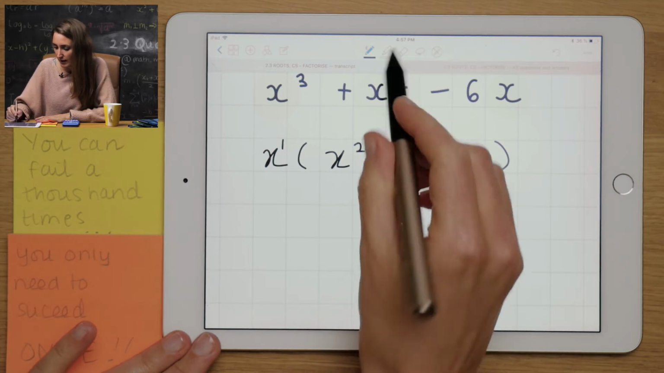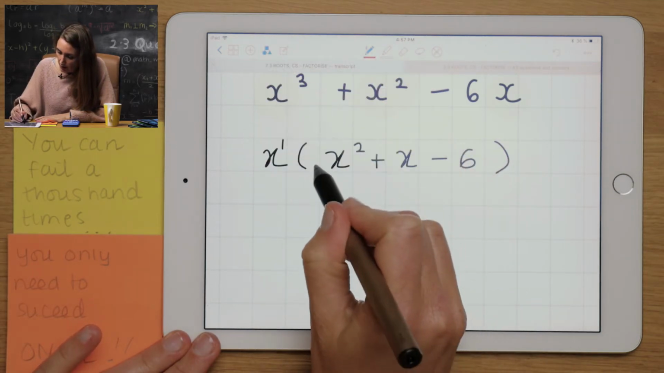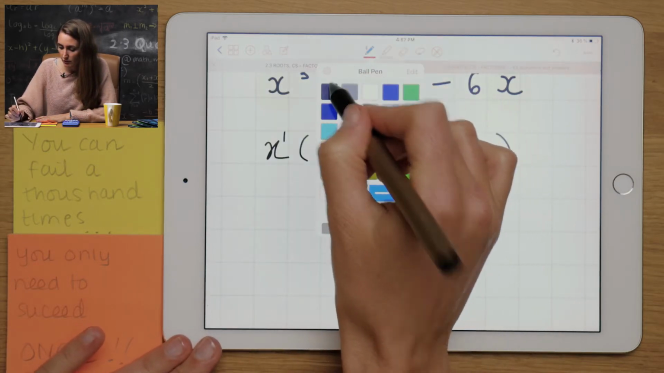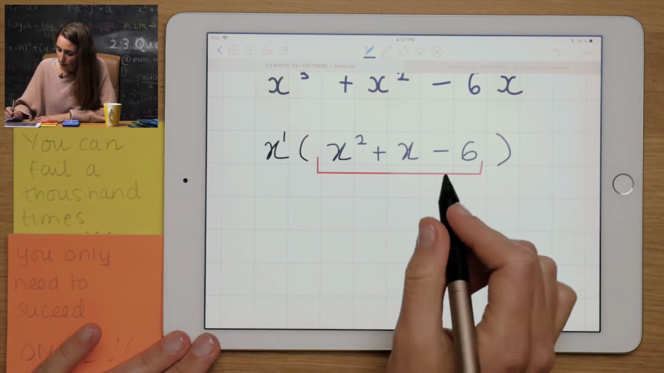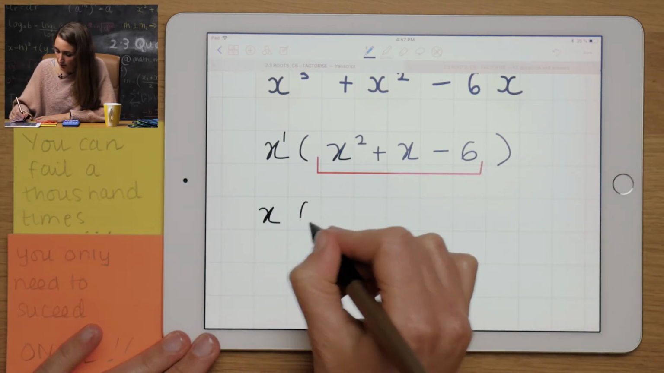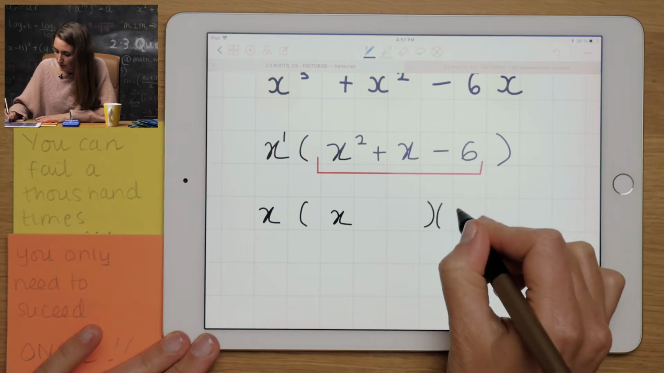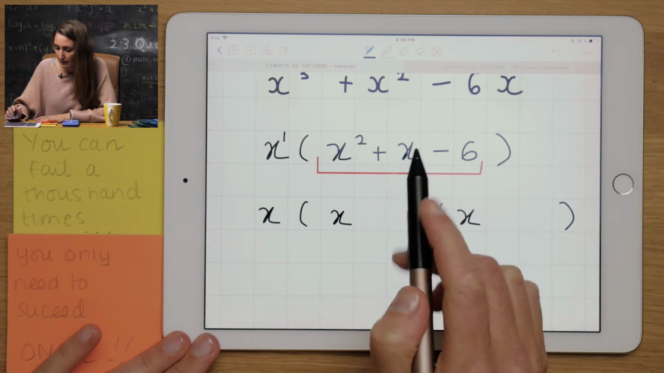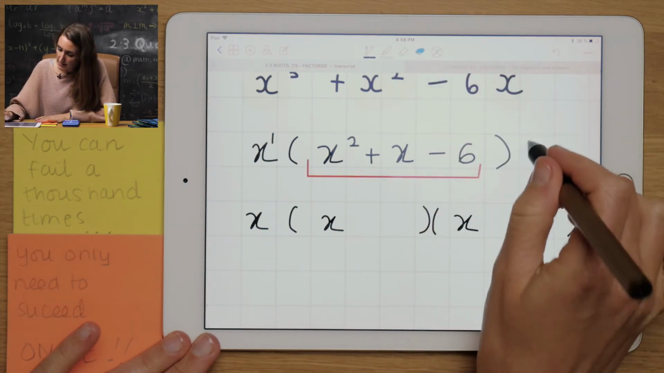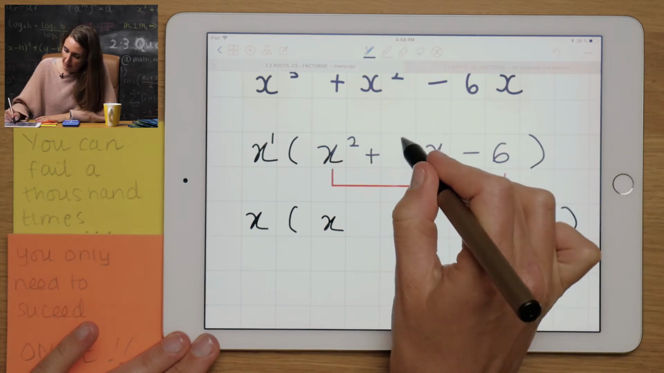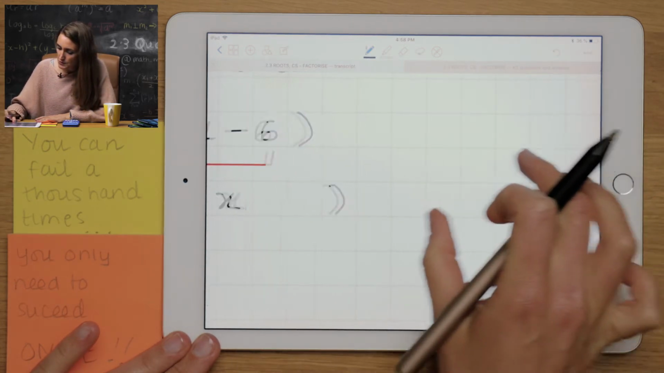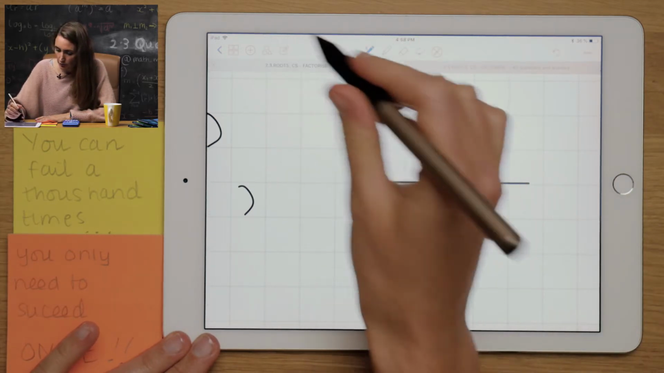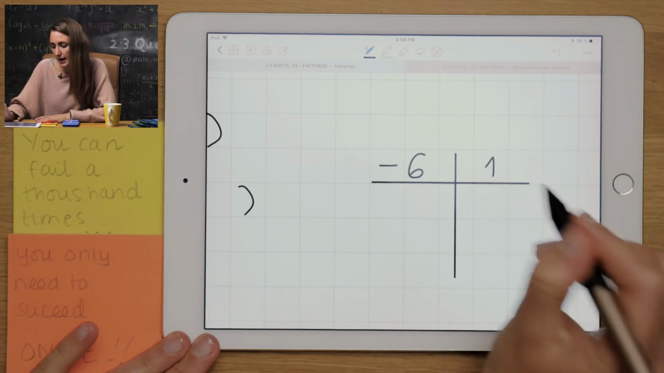Now, inside the brackets, we have a quadratic equation. There's a few different ways to factorize a quadratic equation, but what I like to do is look at two numbers. So you set up your brackets. Two numbers that multiply for minus 6 and add up for 1. Although you can't see it here, x is the same as 1x. So what you can do is over on the side, you can make a little table. So you want to multiply for minus 6 and add up for 1.